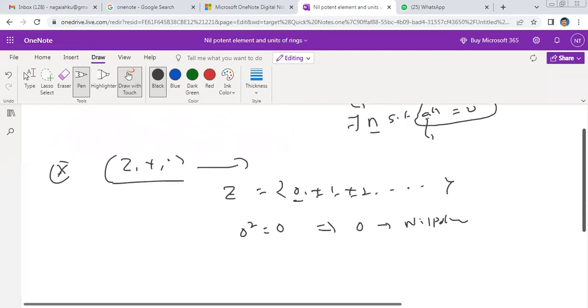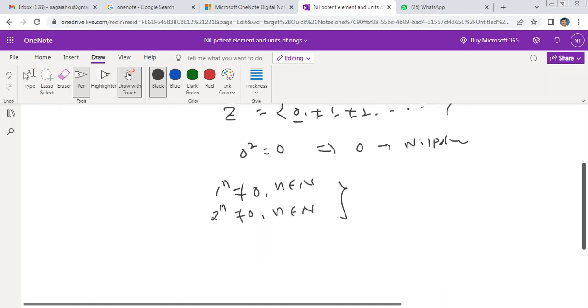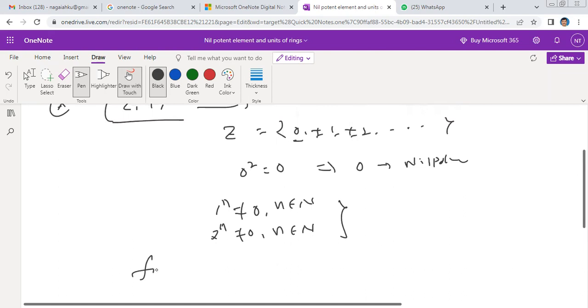Other than 0, if you take any number, suppose 1, 1 power n will never be 0 for n belongs to natural numbers. 2 power n, plus or minus 2 power n, will never be 0 for every natural number n. So other than 0, the elements are not nilpotent elements. So for x not equal to 0 belonging to Z, x to the power of n will never be 0. Therefore, x not equal to 0 belonging to Z is not a nilpotent element.